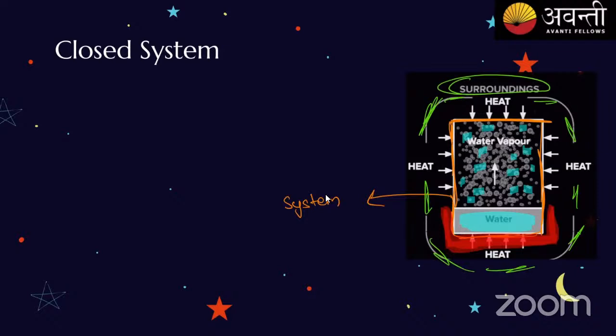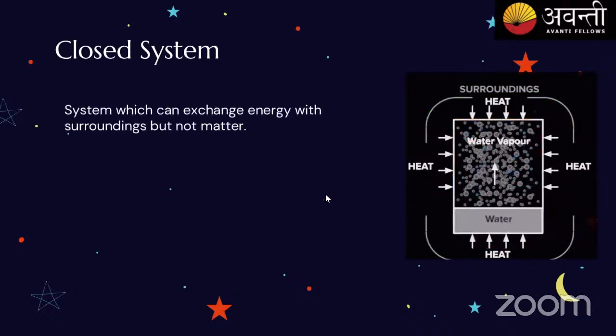Now, try to note down: a system which can exchange energy with surroundings, but not matter. Clear, everyone? It cannot exchange matter, but it can exchange heat. Okay. Be clear with that. Now, do you have any real life example for this closed system?